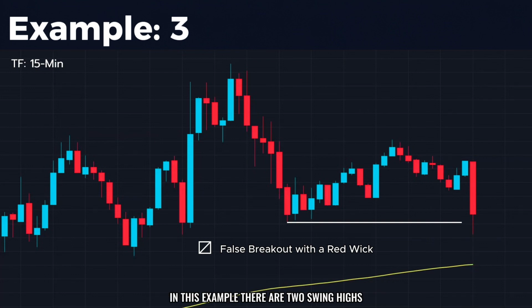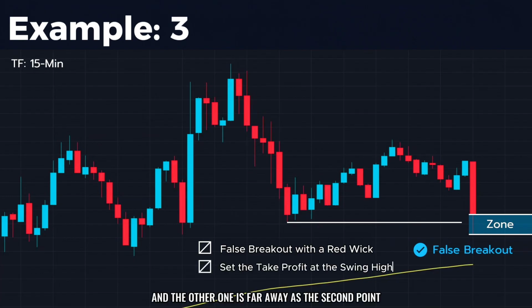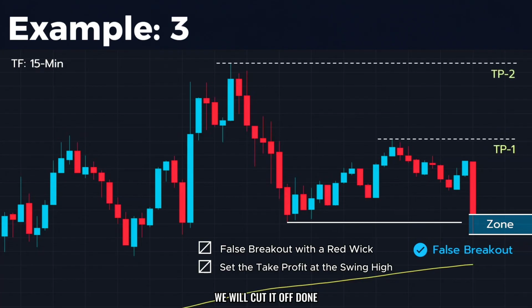In this example, there are 2 swing highs that are far from the zone. The first one is this line. It is TP 1. And the other one is far away as the second point. Both of these TPs will have to be tested whether they pass the RR check or not. If it is too close, we will cut it off. Done, we will change to a smaller time frame. This strategy can use time frames from 1 minute to 5 minutes.